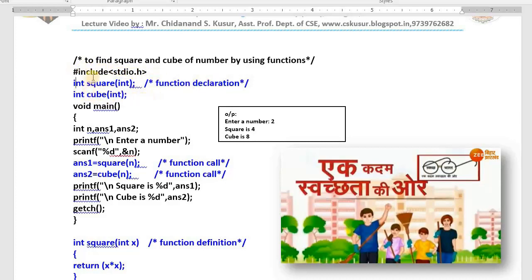Hash include, standard input and output header file, function declaration. Give 3 details to the machine. I am writing my function called square. It takes an integer, it gives one integer back. I write one more function called cube. It takes an integer, it gives a value of type integer back. Semicolon is there. Void main. How many variables do we need? We need n to store the entered value. We need 2 answer variables so that we can store the results given by square and cube. It is not compulsory to take answer 1 and answer 2. Instead you can take result 1 and result 2 also. No problem at all. You can give these names according to your wish so that others can understand.